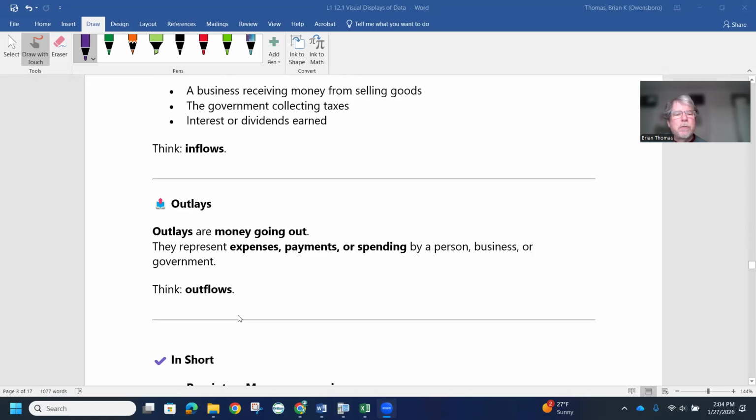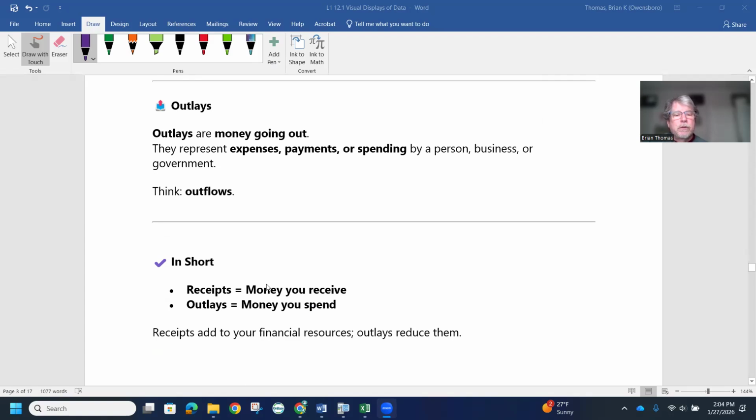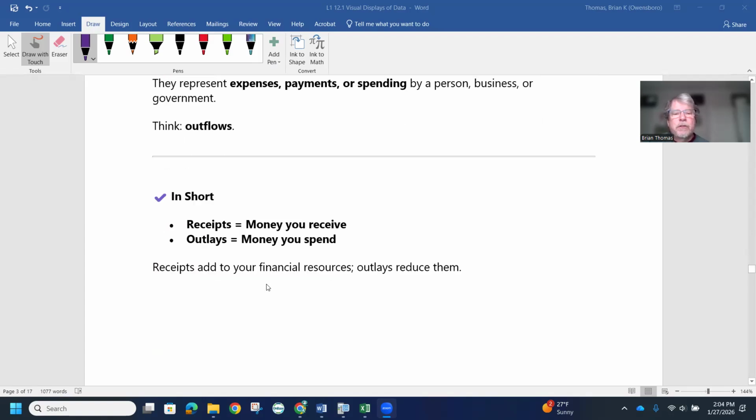Outlays is the money that's going out. They represent expenses, payments, or spending by a person, business, or government. Those are the outflows. So in short, receipts is the money you're receiving, and outlays is the money you're spending. Hopefully your receipts add to your financial resources, and outlays reduce them.